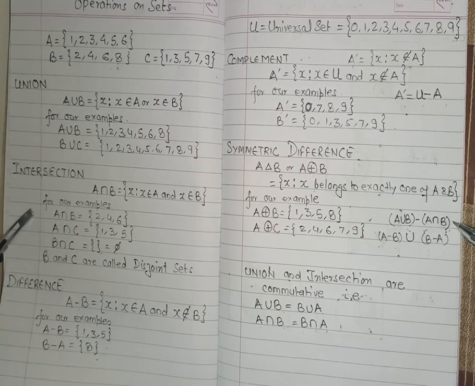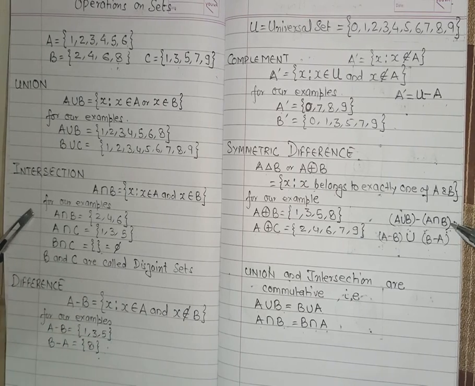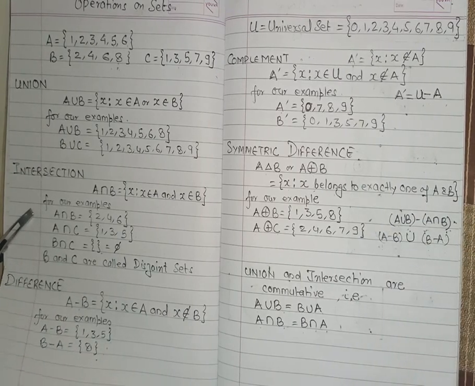So what will we be left with? The elements which are present in A or B but not in both. What is that? It's simply the symmetric difference.